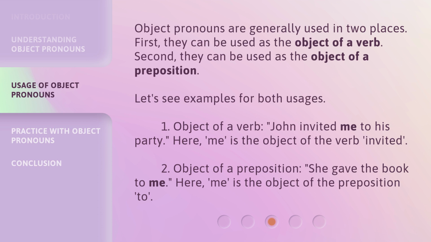1. Object of a verb. John invited me to his party. Here, me is the object of the verb, invited. 2. Object of a preposition. She gave the book to me. Here, me is the object of the preposition, to.